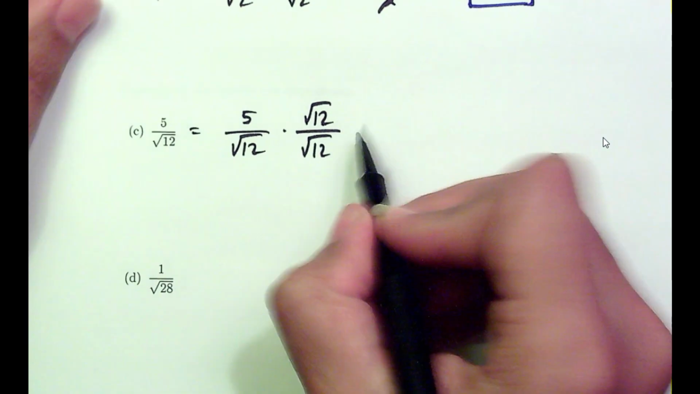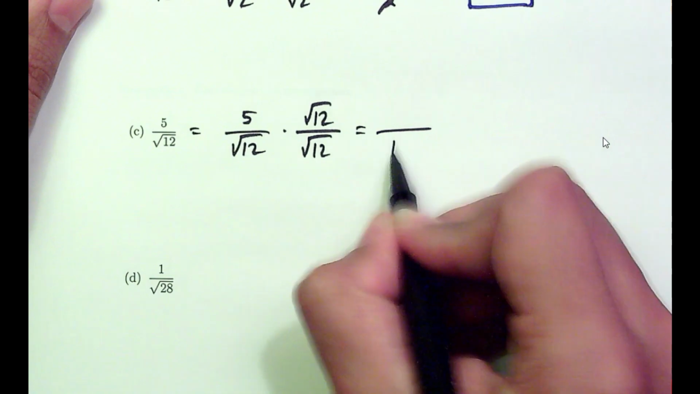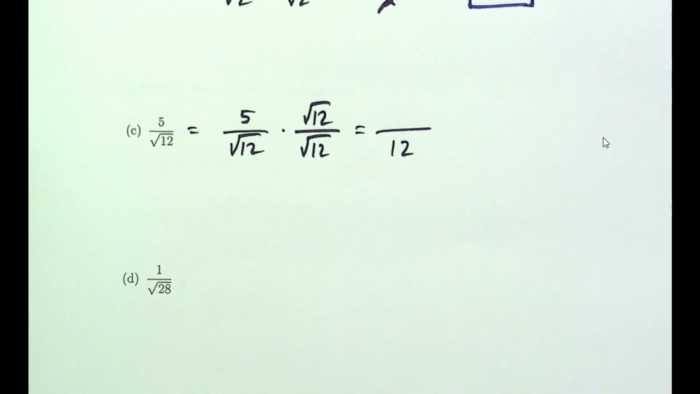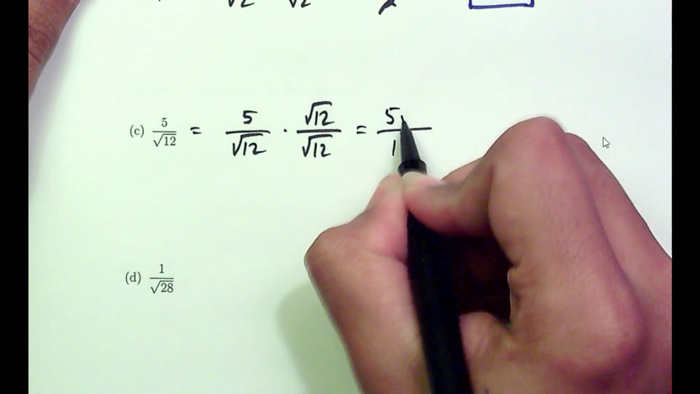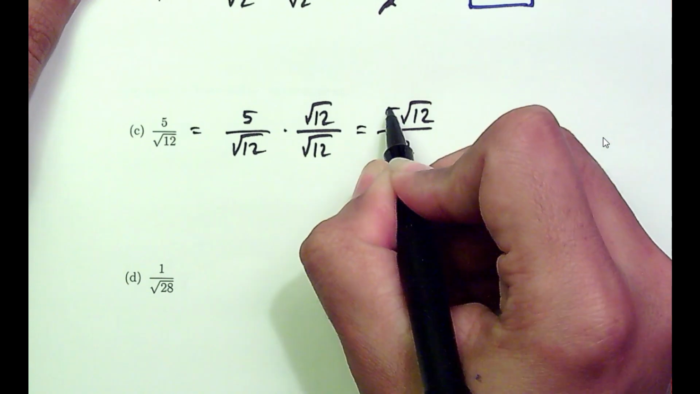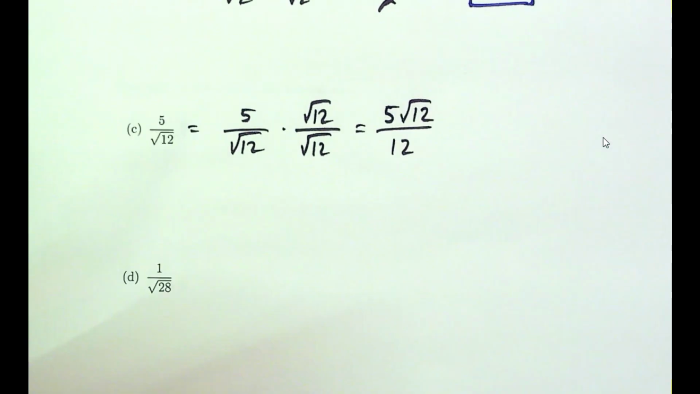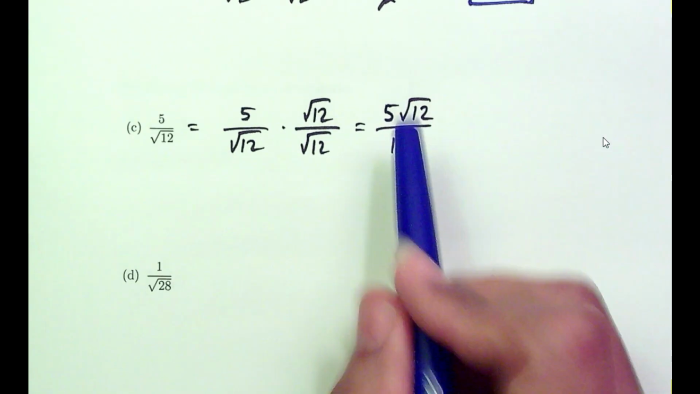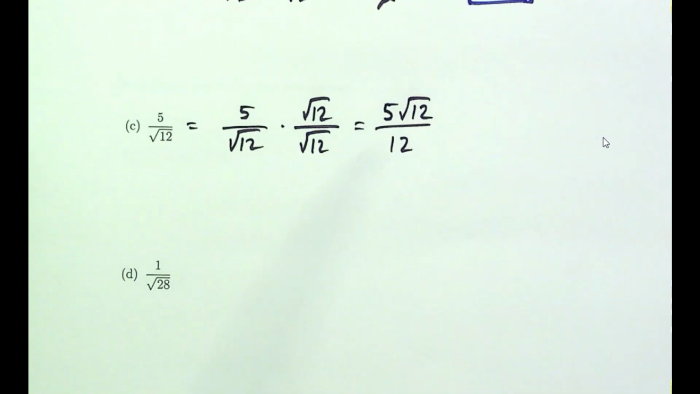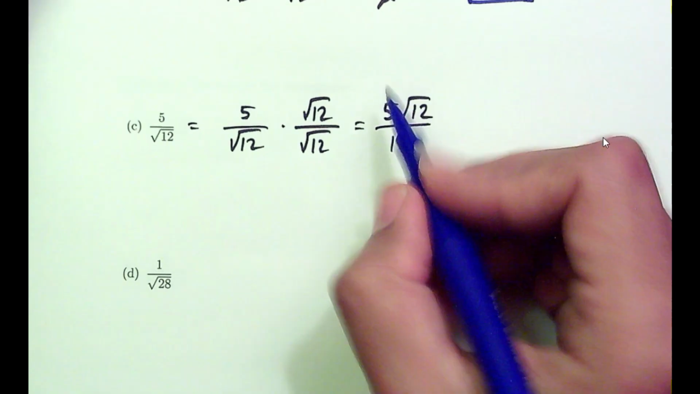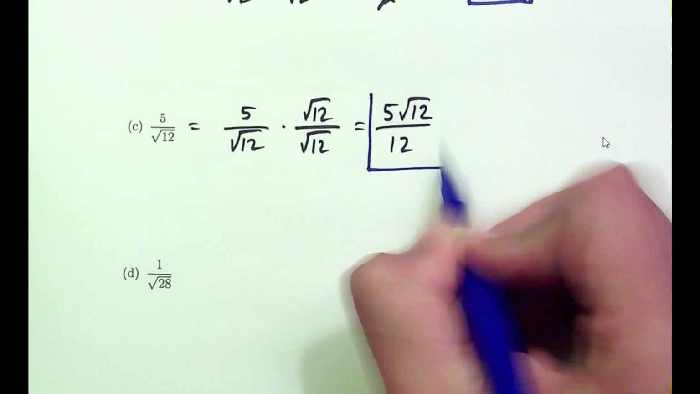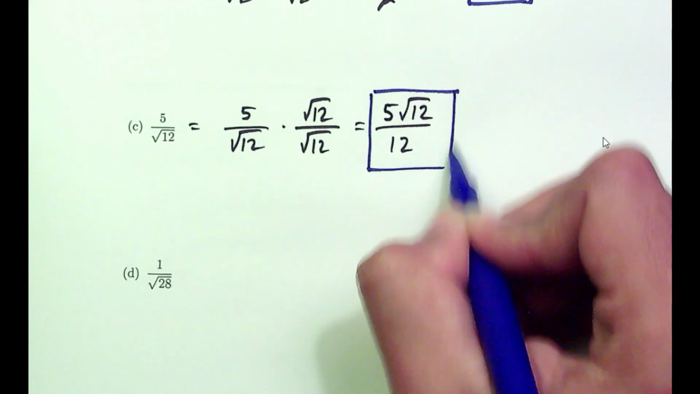And then by doing that, on the bottom, you get 12. Square root of 12 times square root of 12 is just 12. And then multiplying across the top gives you 5 times square root of 12. And that's the end, because this 5 outside and that 12 on the bottom have nothing in common, so I cannot simplify anymore. So that's the end of that story.